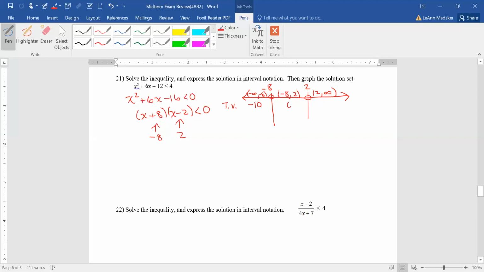Anytime my sign changes, I try to use 0 if I can, and something bigger than 2, I can use 4. Now, your numbers could be completely different than mine, but as long as they're in the correct interval, it should still give you the same result.